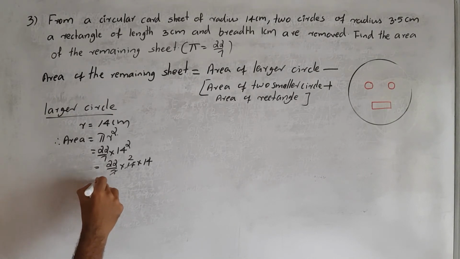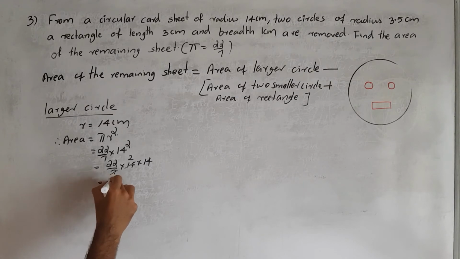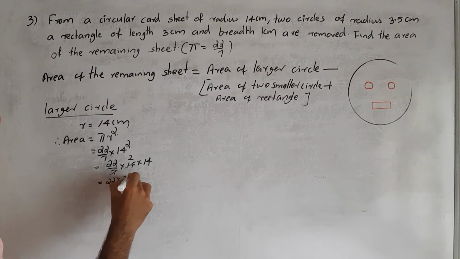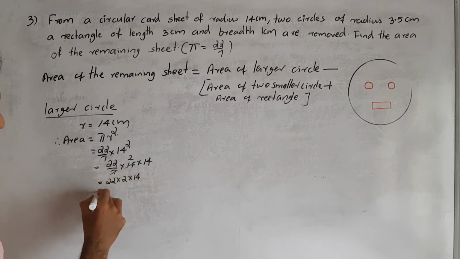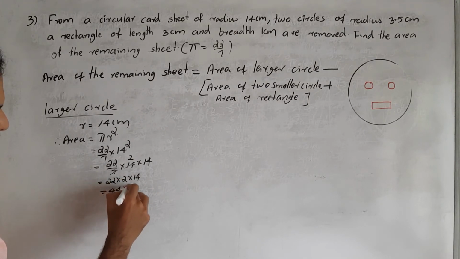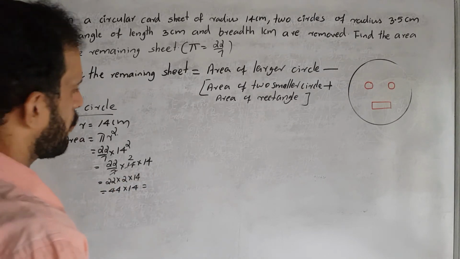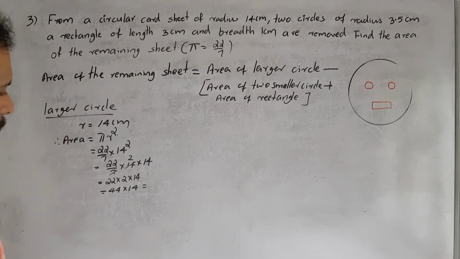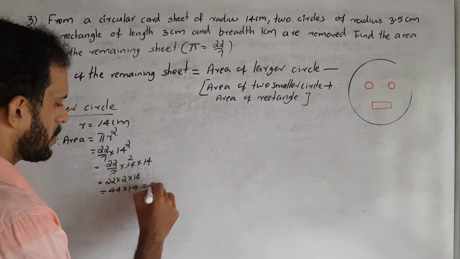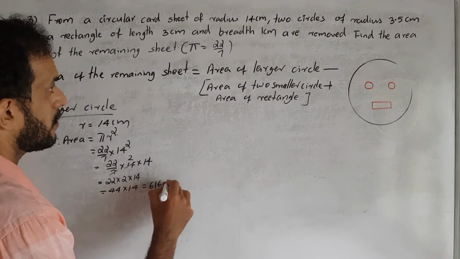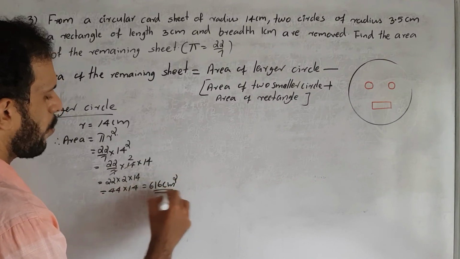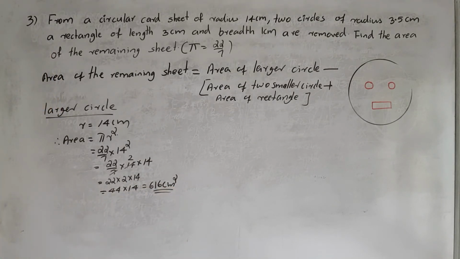ഓക്കെ, ദെൻ ഈസ് ഈക്വൽ ടു 22 into 2 into 14. Then 22 into 2 is 44. 44 into 14. Then what is 44 into 14? 44 into 14 is equal to 616 square centimeter. So what is the area of the larger circle? Area of the larger circle is equal to 616 square centimeter.